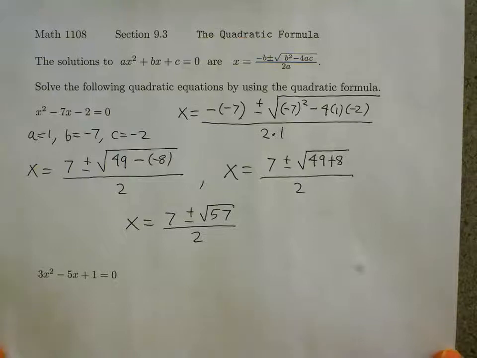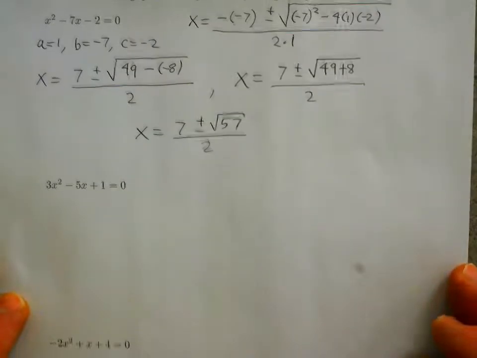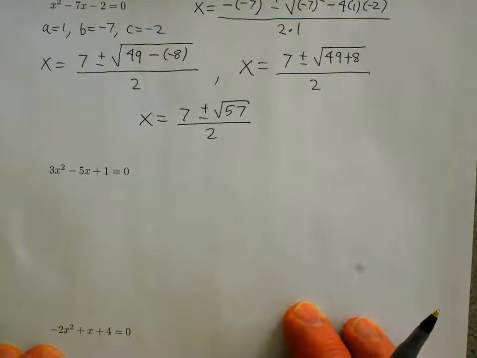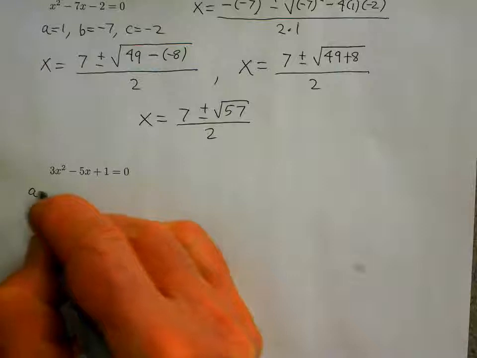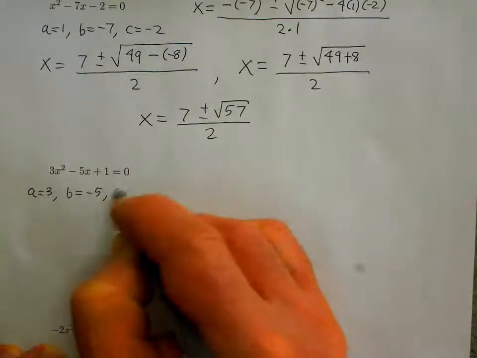Okay, in the next example, 3x squared minus 5x plus 1 equals 0. So for this one, a equals 3, b equals negative 5, and c equals 1.